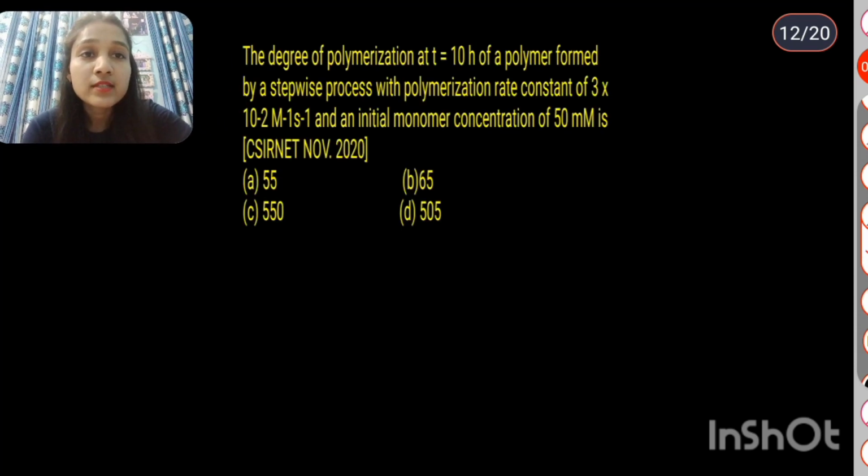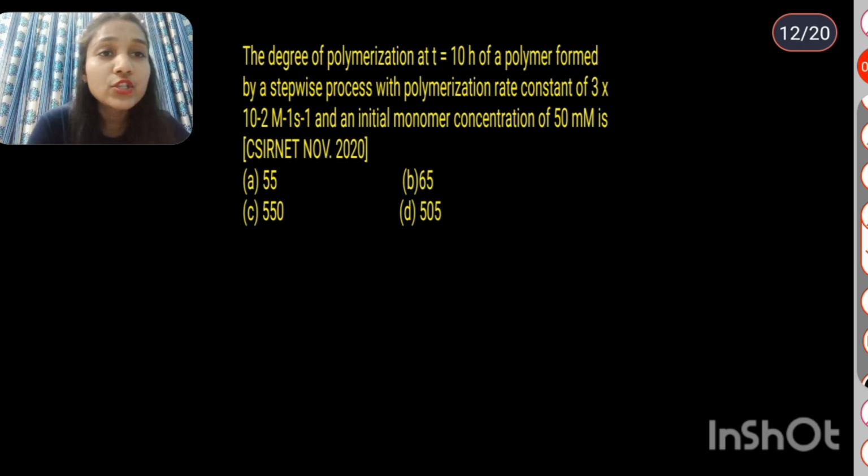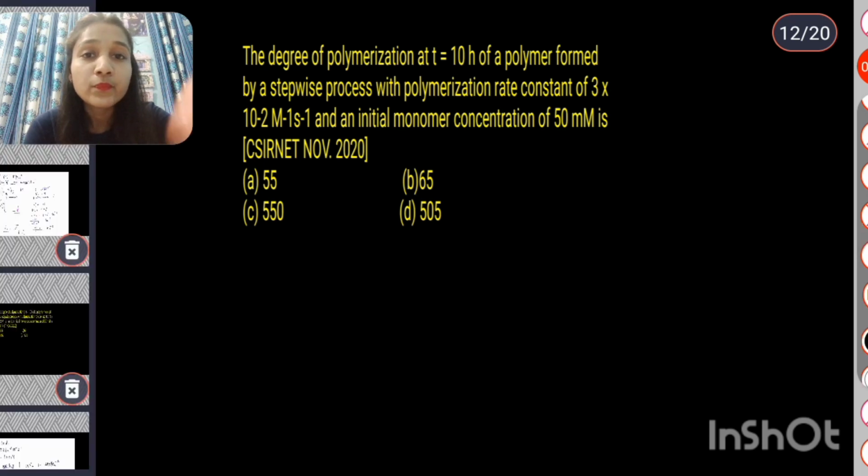Now next question is the degree of polymerization at t is equal to 10 hour. Time is given as 10 hour of a polymer formed by a stepwise process with polymerization rate constant of 3 into 10 to the power minus 2 per mole per second and initial monomer concentration of 50 millimole is, and the initial monomer concentration is given, time is given, and rate constant is given. So you have to calculate the degree of polymerization.